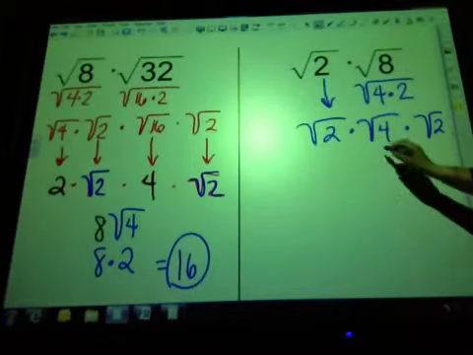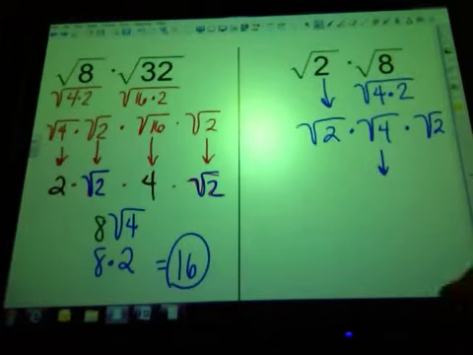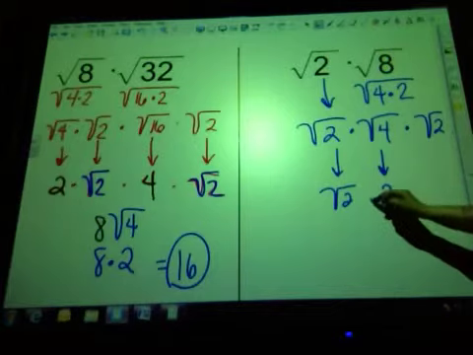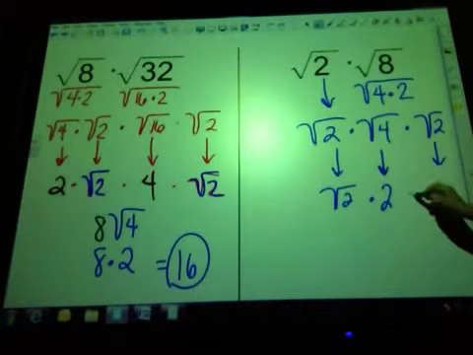The only one I can simplify is this one in the middle. So I'm going to bring down my square root of 2. Square root of 4 is 2. But bring down this square root of 2.